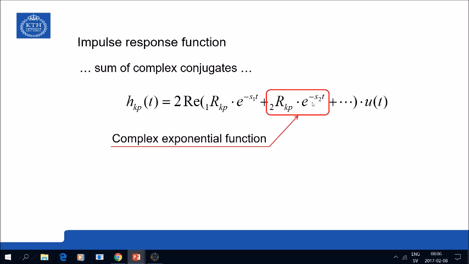As you see here, since the exponent is complex valued, this is a complex exponential function, which shows this exponentially decaying oscillation, exactly as we saw in this physical realization of the impulse response function.